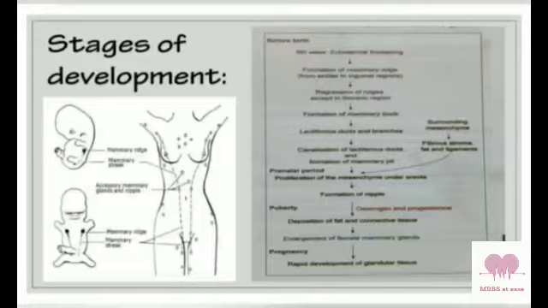In the sixth week, the surface ectoderm shows two thickened strips called the primitive mammary ridges or the milk lines. These ridges extend from axilla to the inguinal region as shown in the pic, whereas in humans, these ridges rapidly regress except in the thoracic region.